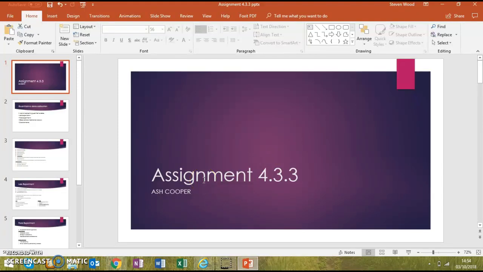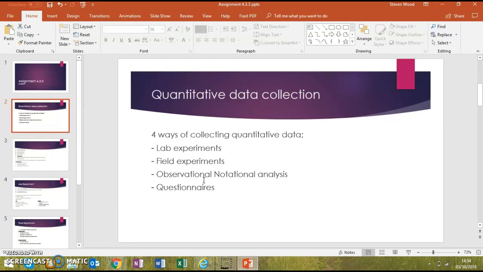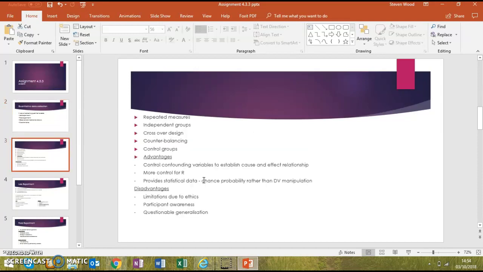Hello, this is Ash Cooper and this is assignment 4.3.3. In this assignment I'll be looking at quantitative data collections. There are four ways of collecting quantitative data. This is through lab experiments, field experiments, observation, notation, analysis and questionnaires.